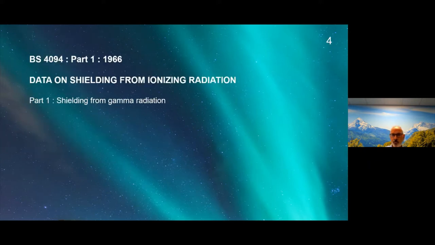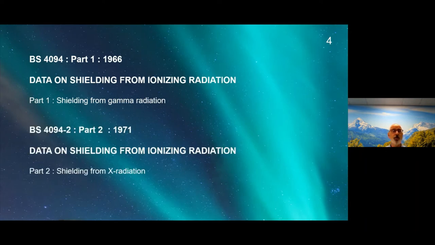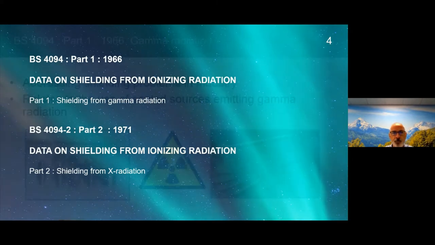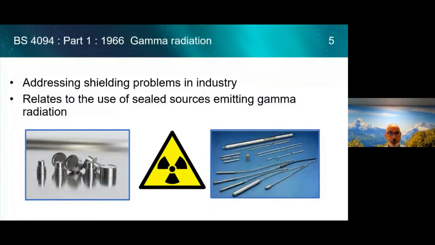So BS 494 part one came out in 1966, so it's quite aged, 56 years, I think, if my arithmetic's correct. Part one deals with shielding from gamma radiation, from gamma sources, radioactive sources, and part two deals with X radiation, usually from man-made sources in the form of X-ray sets. That came out in 1971, so even part two is quite aged. Fortunately for us, though, physics hasn't changed. I'm going to concentrate on part one.